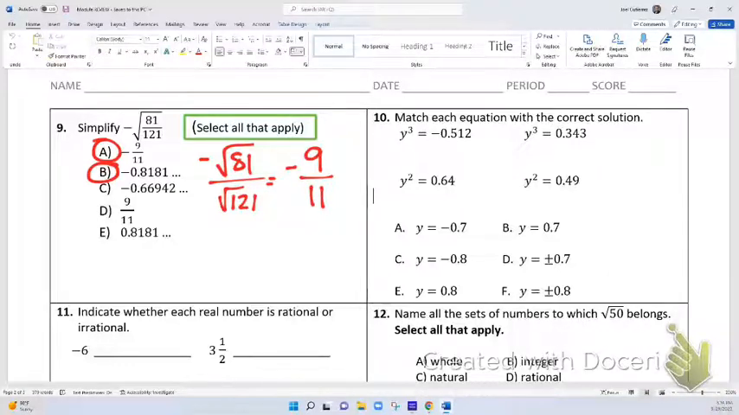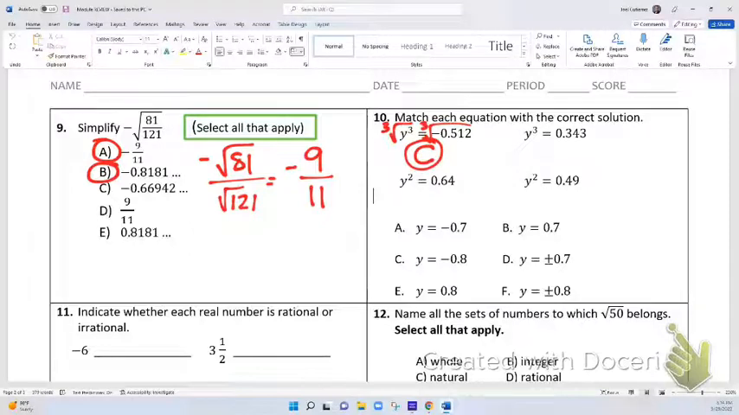For number 10, there are 4 equations. On each one of these equations, you have to solve each one of them using inverse operations. So remember the opposite of adding, subtracting, opposite of multiplying, dividing. The opposite of cubing something is going to be to do the cube root. Whatever you do to one side, you must do to the other side. So when you do the cube root of negative 0.512, you end up getting a negative 0.8, which puts C as the first answer here.